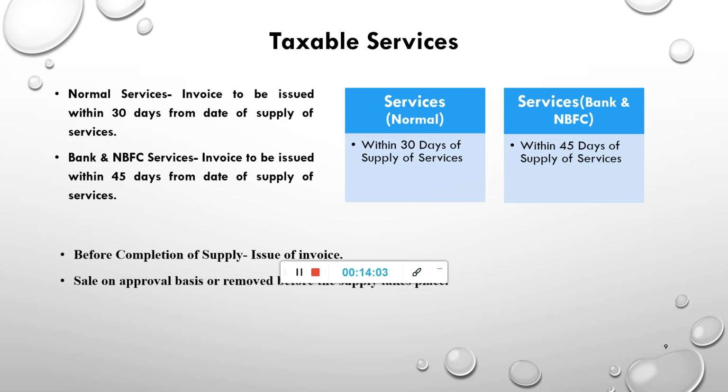Now I want to discuss sale on approval basis in more length, where the goods being sent or taken on approval for sale or return are removed before the supply takes place. The invoice shall be issued before or at the time of supply or 6 months from the date of removal, whichever is earlier.